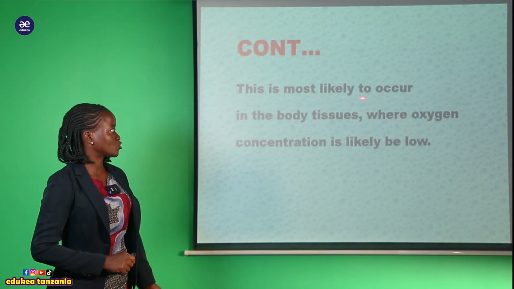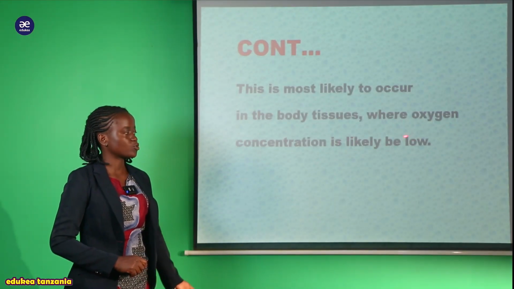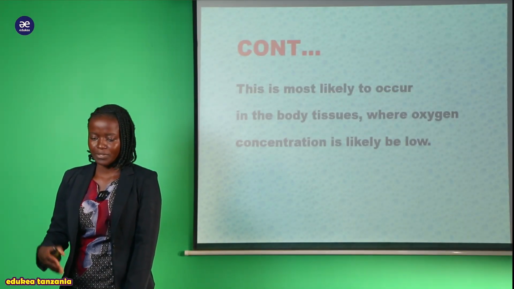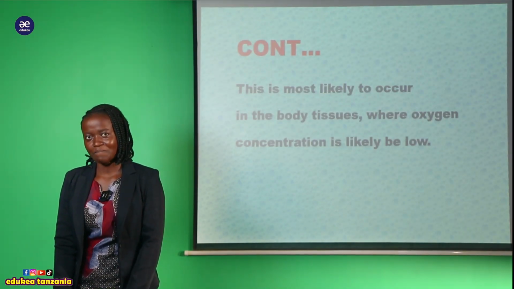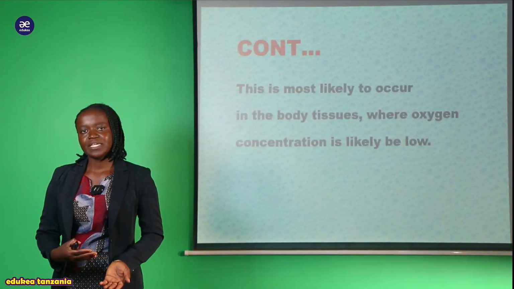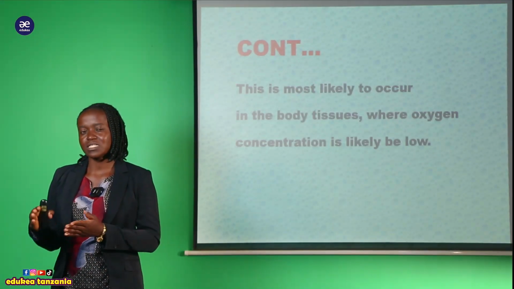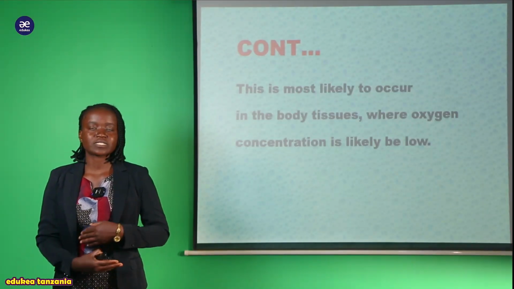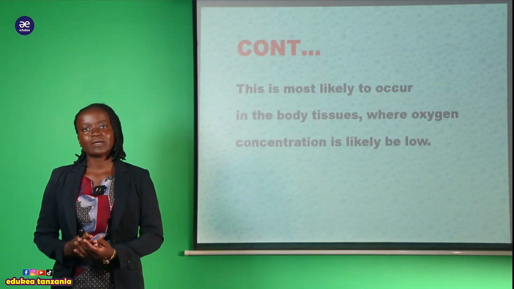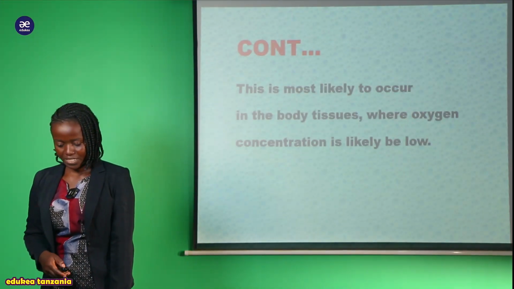So now this is most likely to occur in the body tissues where the oxygen concentration is likely to be low, for example in the skeletal muscles. In the skeletal muscles the hemoglobin will not combine with oxygen, because the oxygen that reaches the muscles is used in different processes. And that is the meaning of that graph.